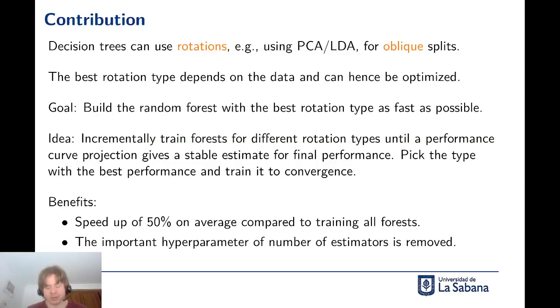So, random forests are ensembles of decision trees which typically create axis-aligned splits to separate data from different classes. But you can also create oblique splits by rotating the data in each inner node prior to creating the actual split. And depending on the rotation you choose, you get better or worse performance. So the rotation itself can be subject to optimization.